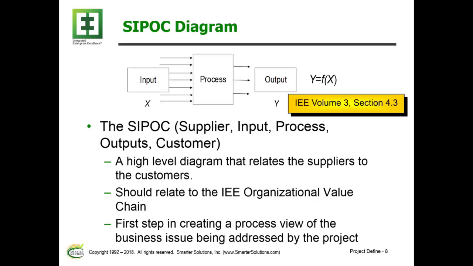The SIPOC basically describes what area of the business we're actually working on. We're looking at it from a process point of view, but we have inputs and we have outputs. So we're looking at the supplier, input, process, output, and customers, and how it all is put together.